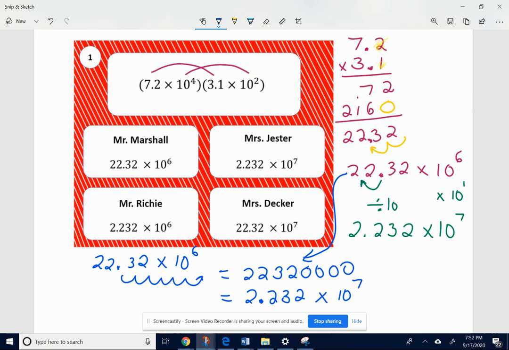See, I'm getting the same answer. It's just a little bit longer way to get it. But if it makes sense to you, do it. Let me know if you have questions. In the next video, I'll show you another way to do this entire problem. No shortcuts.